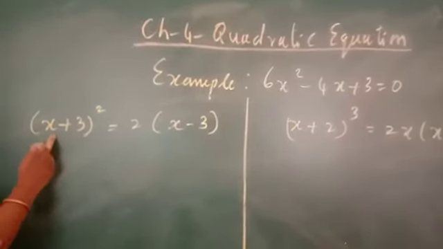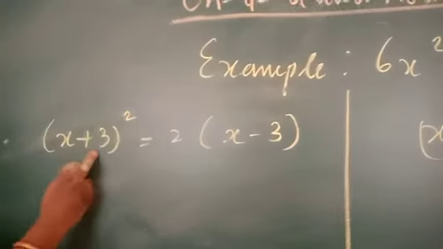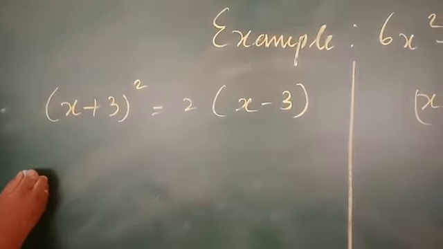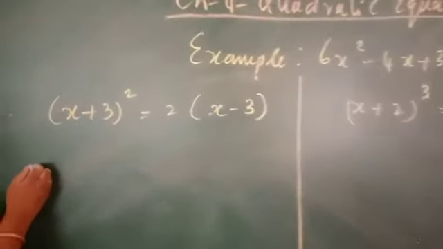So for example, (x + 3)² = 2(x − 3). What is the formula of (a + b)²? Can you recall? Yes, a² + 2ab + b².